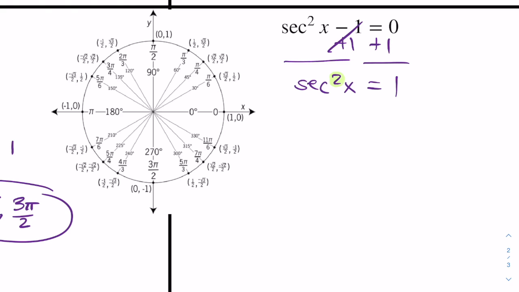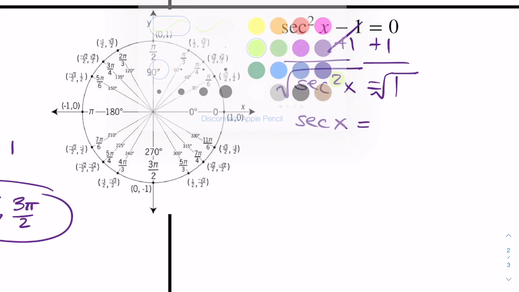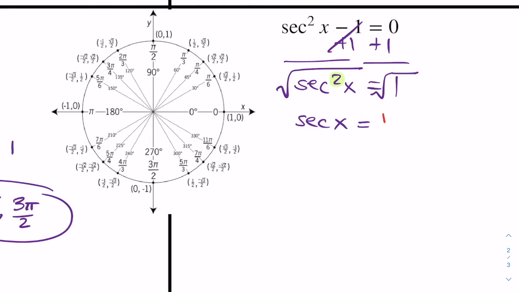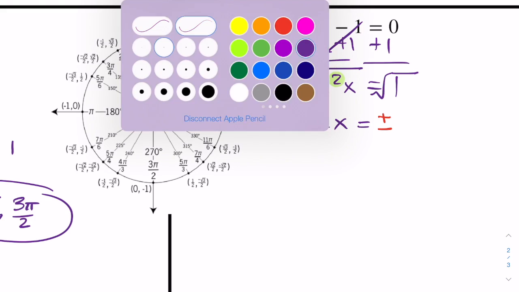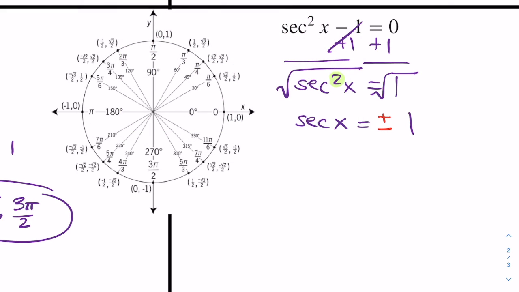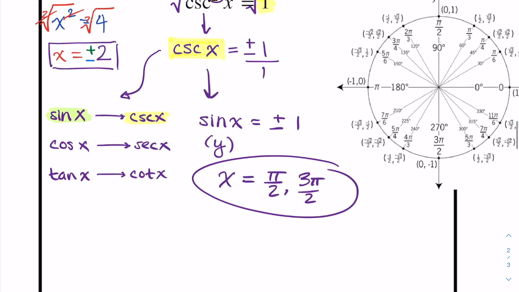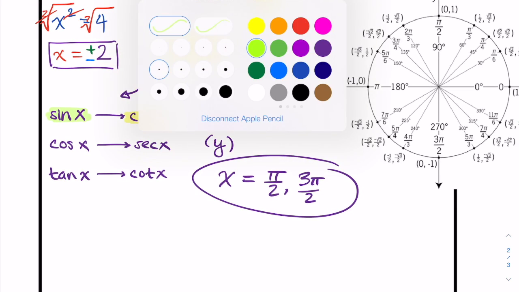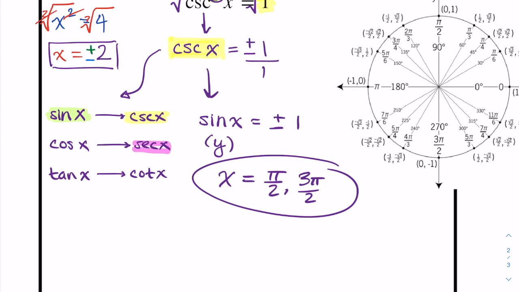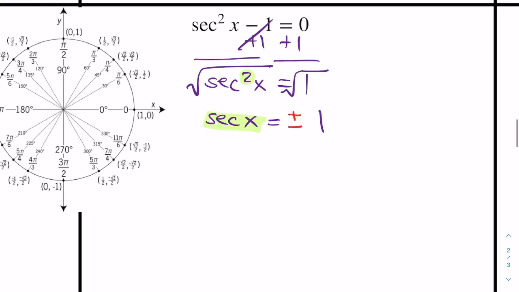The inverse of squaring is square root. So this would give us secant x is equal to, be careful, when you square root, you get plus or minus 1. Now you're thinking, wait, secant is not on the circle, and you are correct. But if we go back over here for a second, you'll see secant is related to cosine. So we can turn this into cosine as long as we flip the fraction.